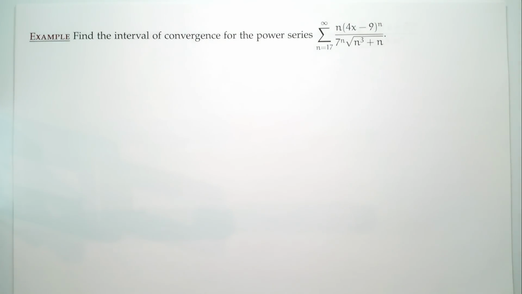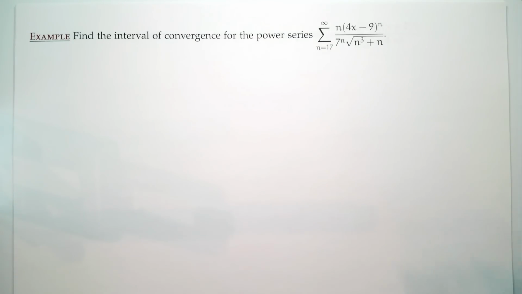So, find the interval of convergence for the power series: n times (4x minus 9) to the n, divided by 7 to the n times the square root of n cubed plus n.